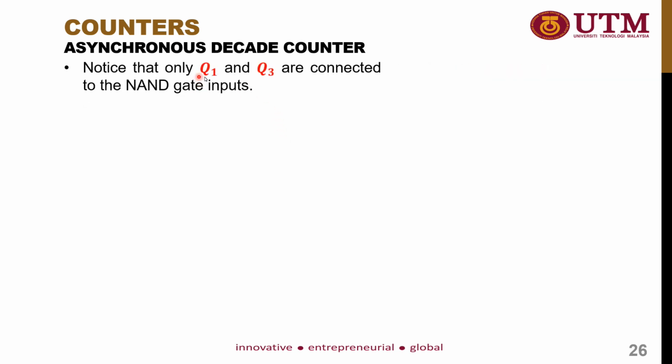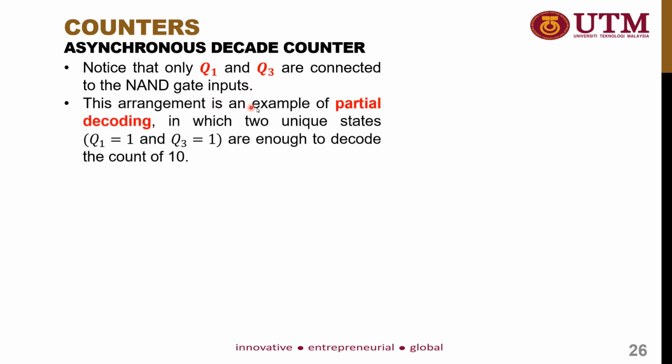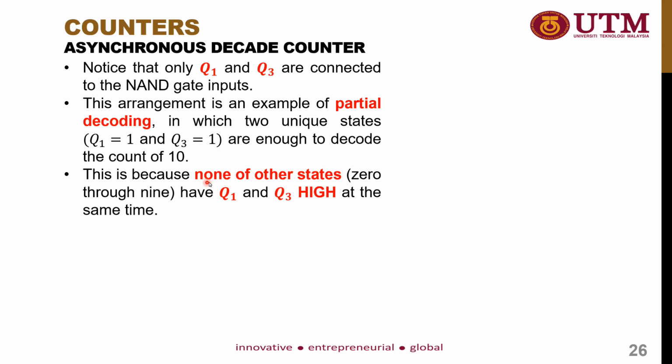Okay, so notice that only Q1 and Q3 are connected to the NAND gate inputs. So this arrangement is an example of partial decoding, in which two unique states, Q1 equals 1 and Q3 equals 1, are enough to decode the count of 10. This is because none of the other states 0 through 9 have Q1 and Q3 high at the same time. So because Q1 and Q3 being high is a unique state, we can connect Q1 and Q3 to the NAND gate.